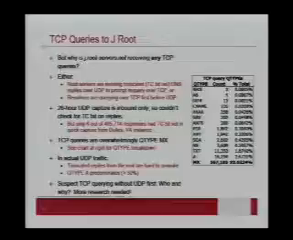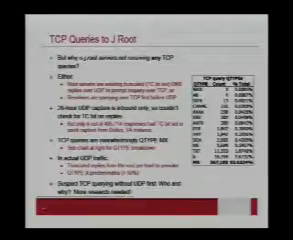The real question is, why are we getting any TCP queries at all to JRoot? If you're familiar with DNS, most of the activity to a root server, in fact just about all of it, should be UDP and should not be falling back to TCP. So we came up with a couple of scenarios to try to explain this.